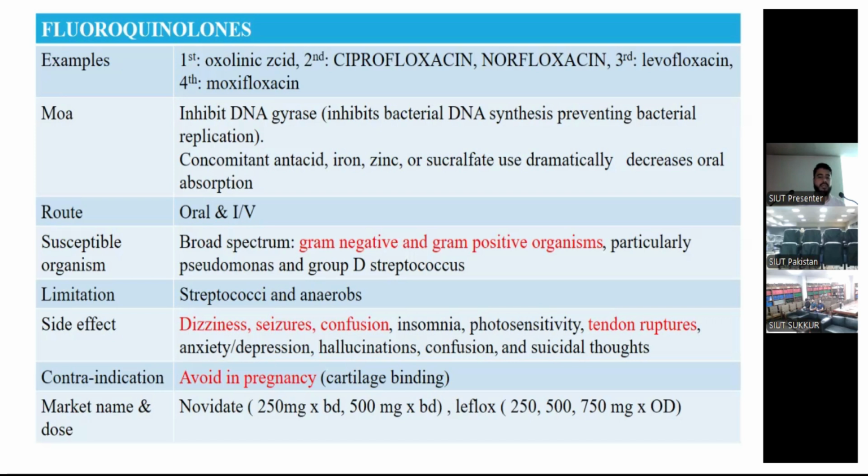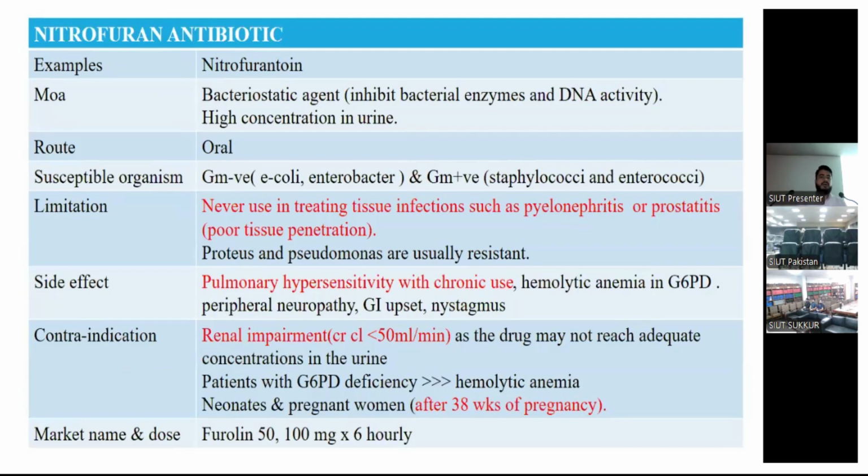And these should be avoided in pregnancy. The usual dose is 250 mg or 500 mg twice daily. And levofloxacin is usually given 250, 500, or 750 mg once daily. Nitrofurantoin. Nitrofurantoin is a bacteriostatic antibiotic, and it usually covers gram-negative organisms.